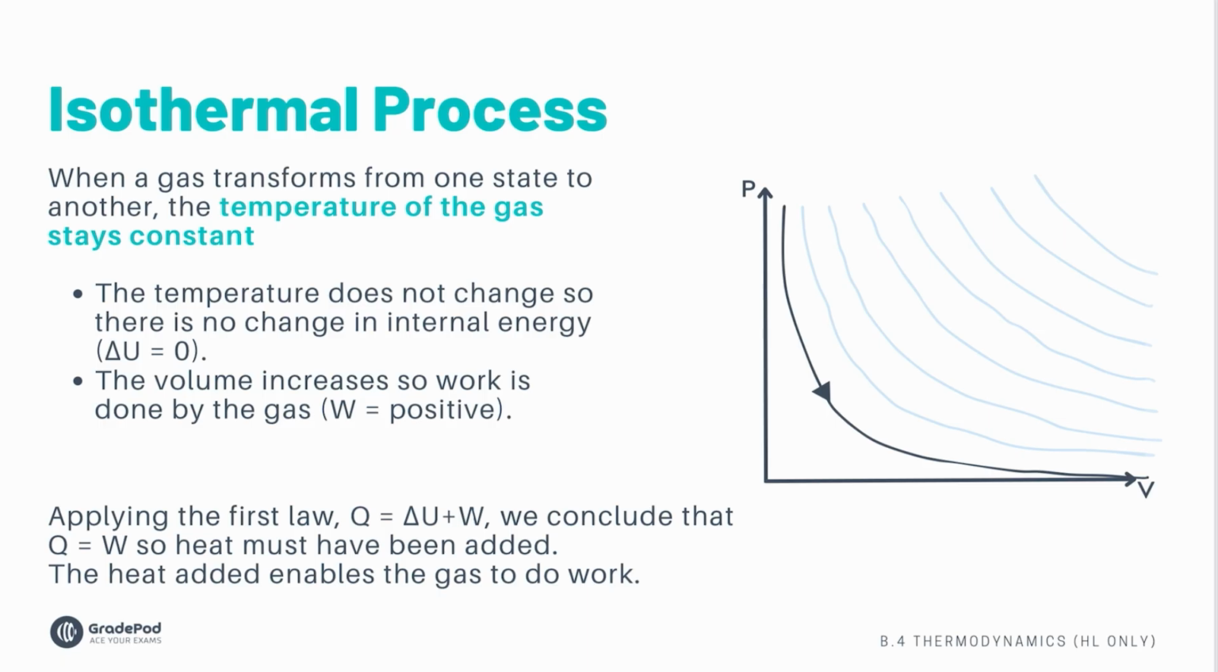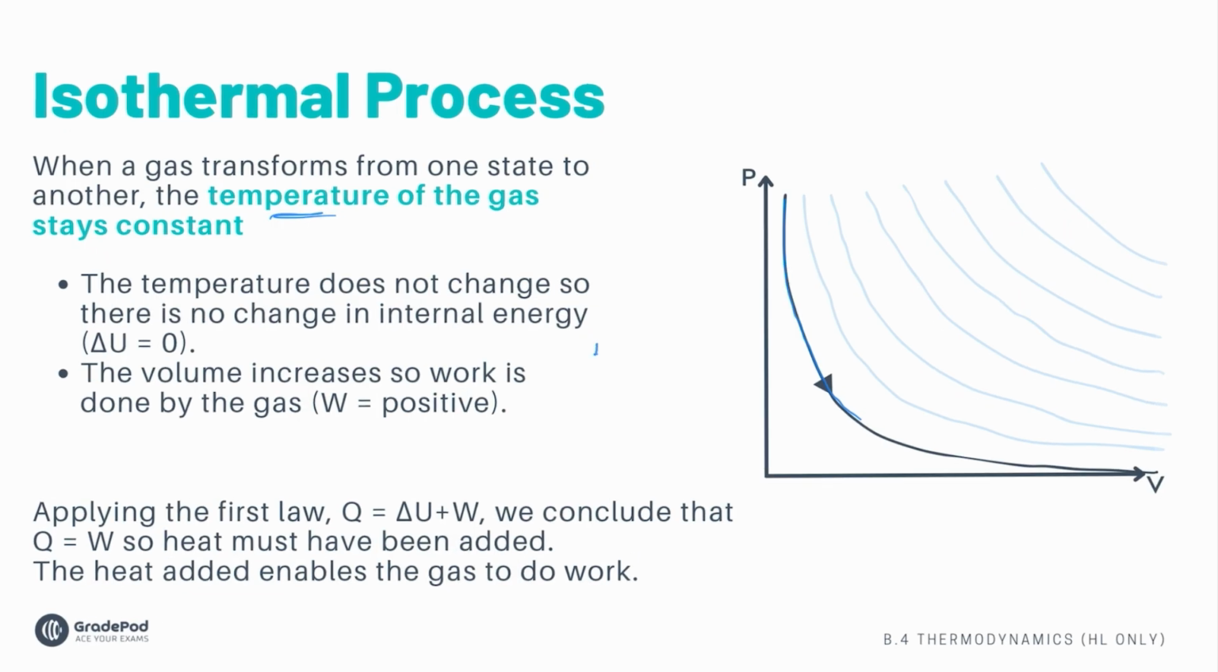An isothermal process is where the temperature of the gas stays constant. And it's not a straight line here, because to keep the temperature constant, we have to stay on an isotherm, and these isotherms are curved. The temperature doesn't change. Remember what the expression for internal energy was. If delta T is equal to 0, because it doesn't change, then the change in internal energy is equal to 0. So when we're looking at an isothermal process, there's no change in internal energy.